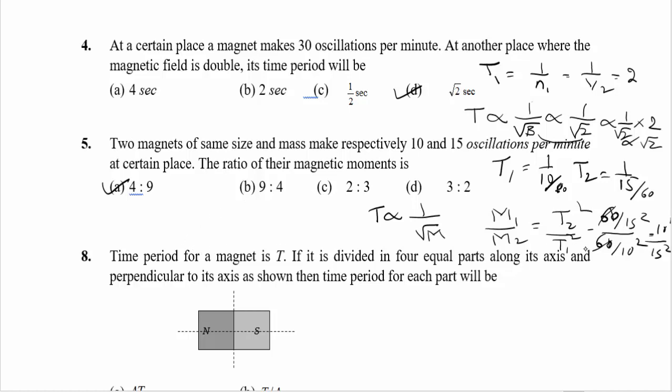Now we'll go to the 8th question. It is misprinted: after the 5th question it is printed as the 8th one. Let it be. The question number is not important. The question is important.